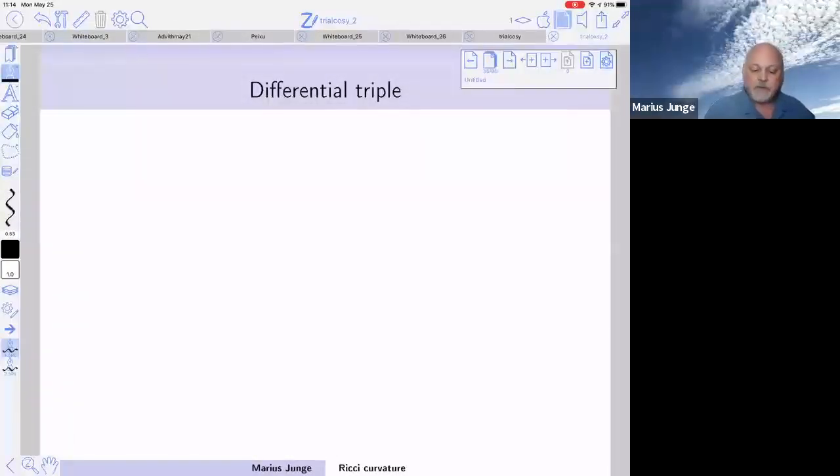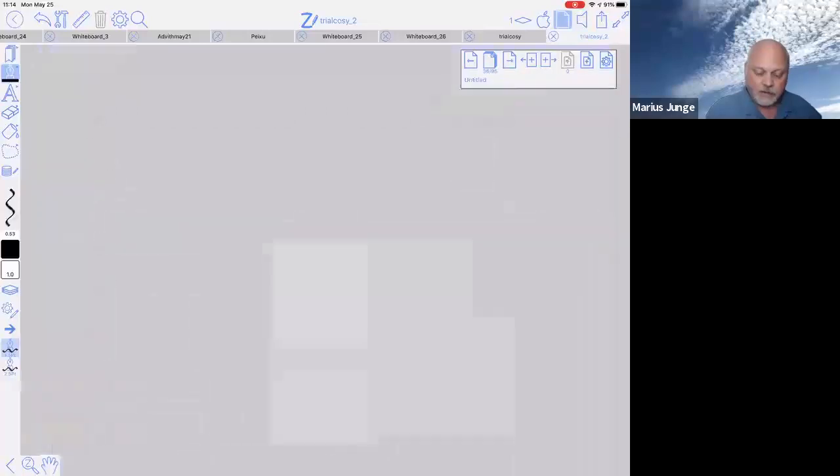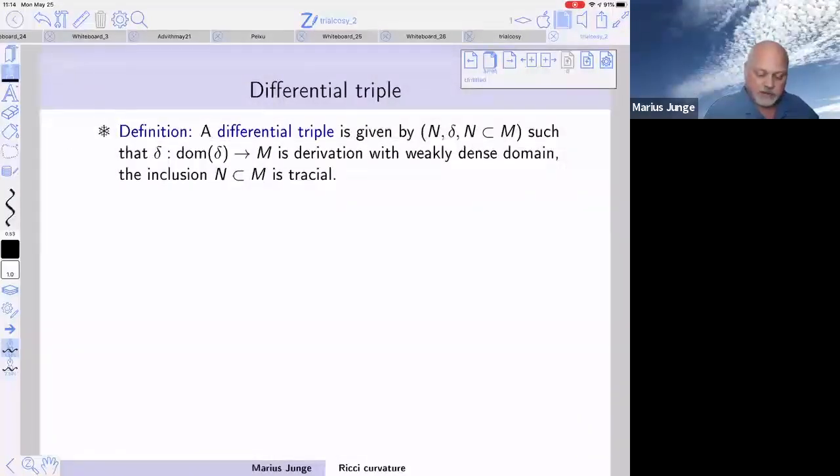Yeah, so let me give you the definition of a differential triple, which I created, following this kind of inspiration by Kahn. I give myself a finite von Neumann algebra N, a derivation, and an inclusion delta in N. And I'm assuming that this derivation on some nice, weakly dense subalgebra has dense domain. And this inclusion is tracial.